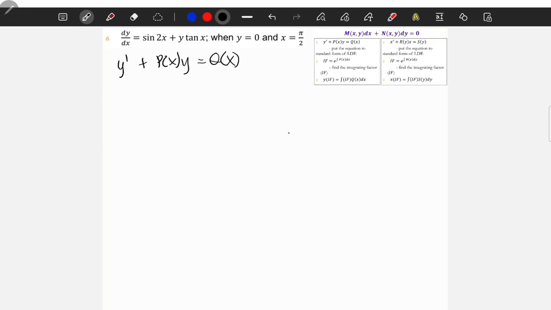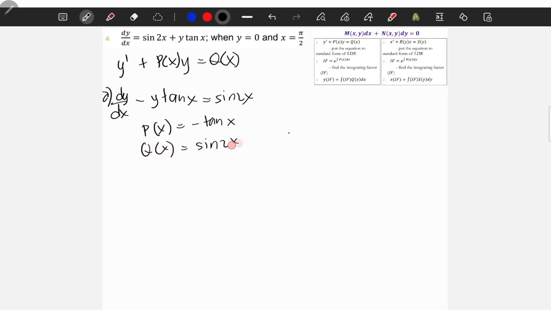So we have to separate the y function and the y prime on the left side and the function x on the right side. So we have to transpose y tan x, right? So copy dy over dx, then transpose y tan x to the left side. It becomes negative y tangent x. Then just copy sine 2x. So this is now our first step. Our p of x is equal to negative tangent x. Our q of x is sine 2x.